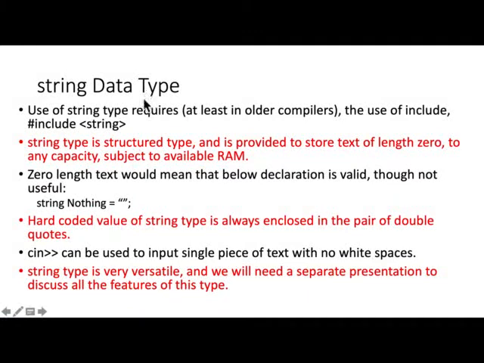String data type. Use of string type requires, at least in older compilers, the use of number include string. Modern versions of Xcode and Visual Studio automatically include it, but I would still recommend that you include it explicitly just in case your program is being compiled on an older compiler.